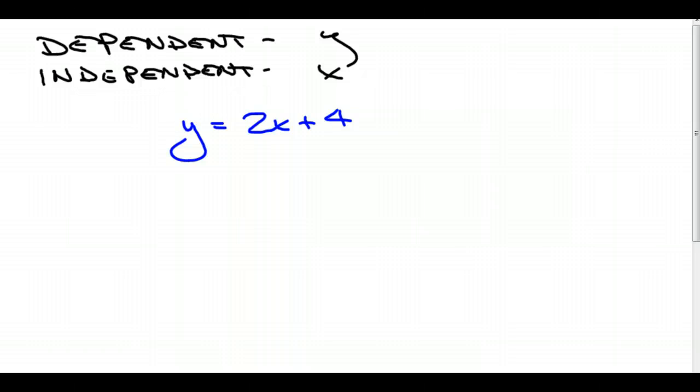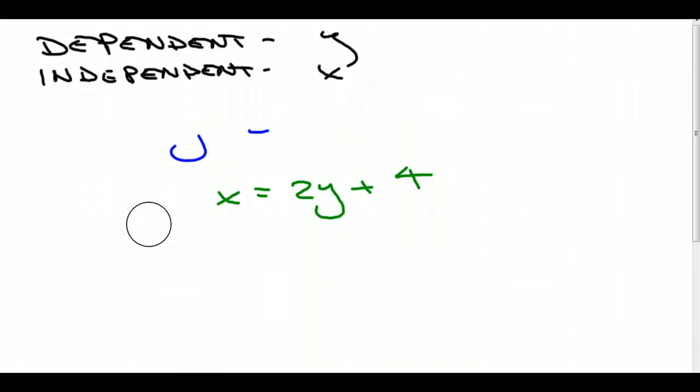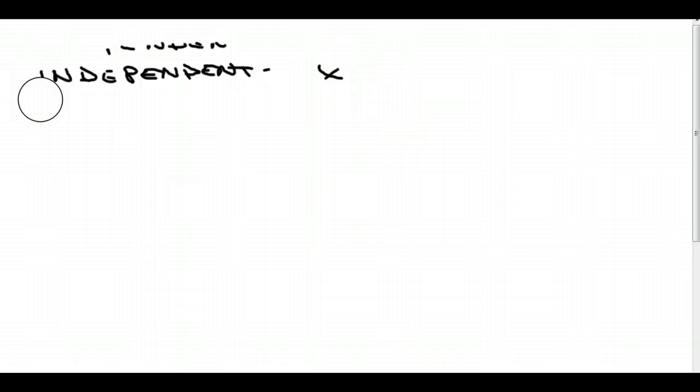So you chose 1 to be your x. Does y have a choice on what it is? No, because it's 2 times 1 plus 4 equals 6. It doesn't have a choice there. Now you can change those so that y becomes your independent variable and your x becomes your dependent variable, but that doesn't happen very often. 99% of the time it will be y equals 2x plus 4, not x equals 2y plus 4. So for the most part, that's all you're going to have to worry about. It's just knowing independent is x, dependent is y. Are we done? No.